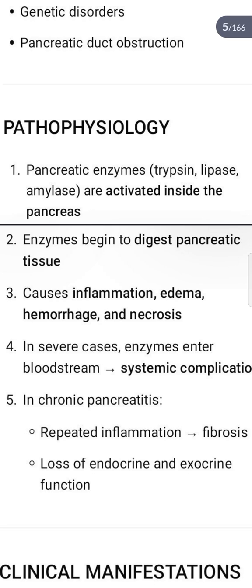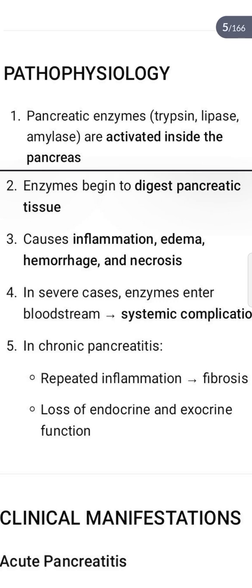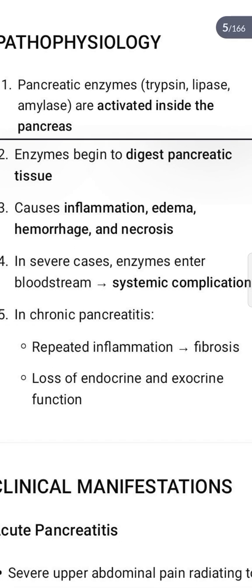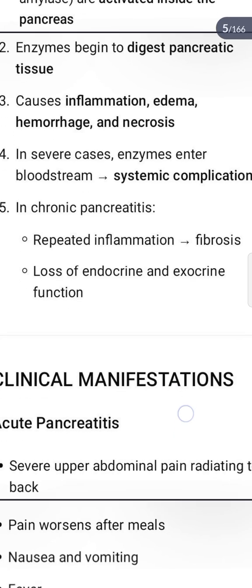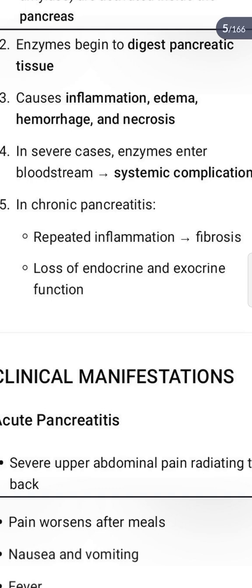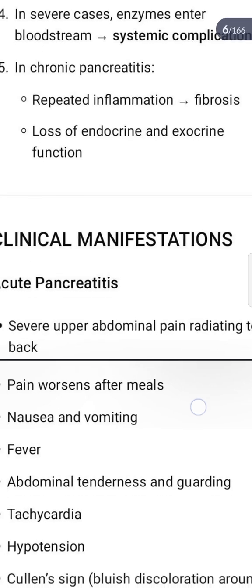Pathophysiology: pancreatic enzymes like trypsin, lipase, and amylase are activated inside the pancreas, and the enzymes begin to digest pancreatic tissue. Enzymes खुद के टिश्यू, अपने ही pancreatic tissue को digest करने लगते हैं, जिसके वजह से inflammation, edema, hemorrhage and necrosis develop हो जाता है. And in severe cases, enzymes enter the bloodstream and cause systemic complications. In chronic pancreatitis, there is repeated inflammation that leads to fibrosis. Loss of endocrine and exocrine function is there.